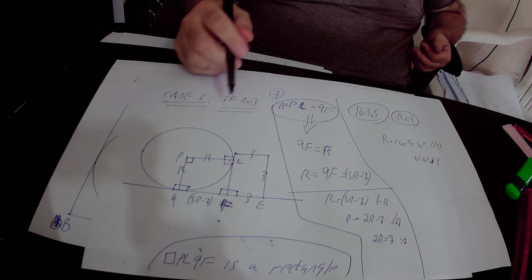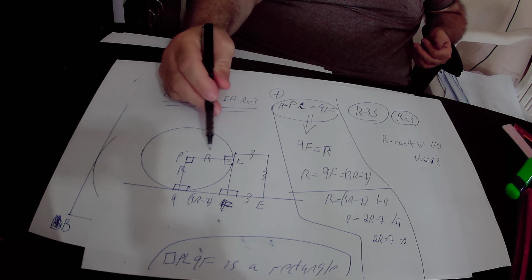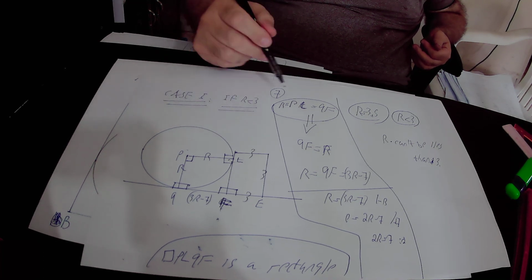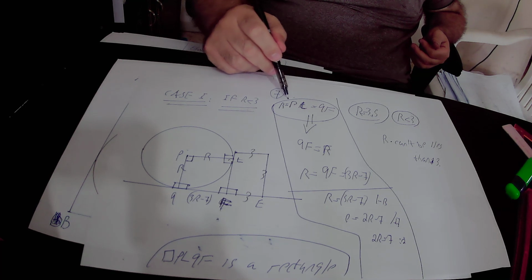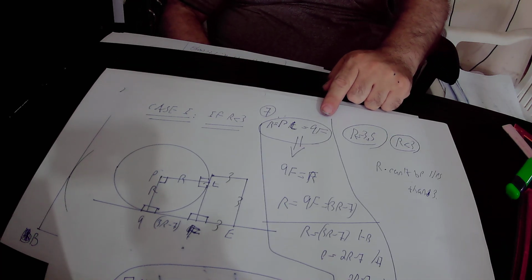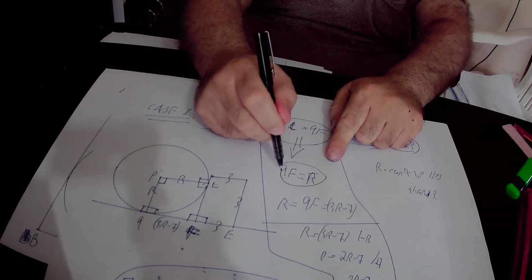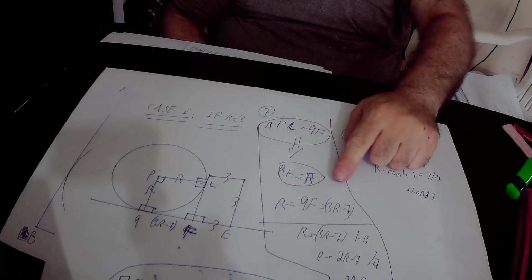But according to this drawing here, PL is the radius of the circle that is equal to R. So we can write here that PL equals R, and from this equation R equals PL equals QF, we derive that QF is also equal to R. From one side QF equals R.